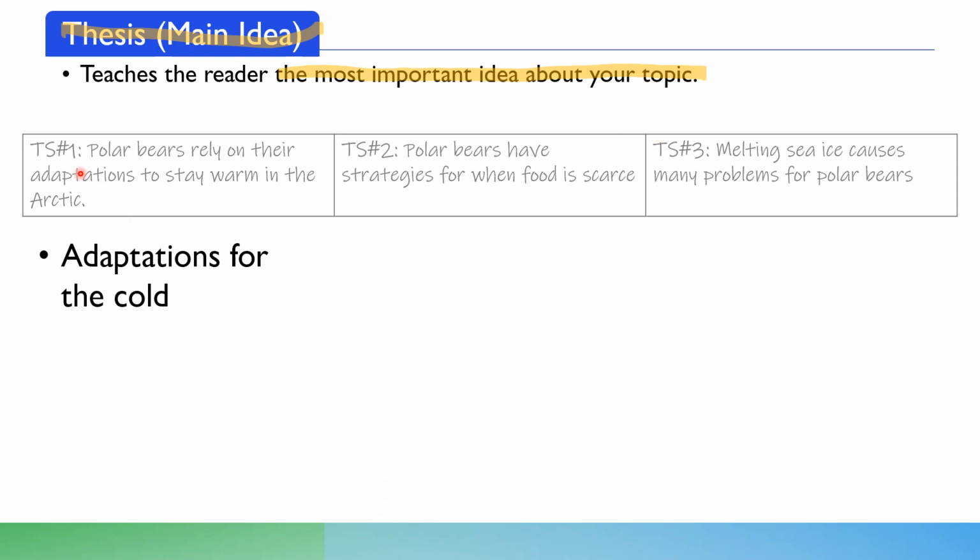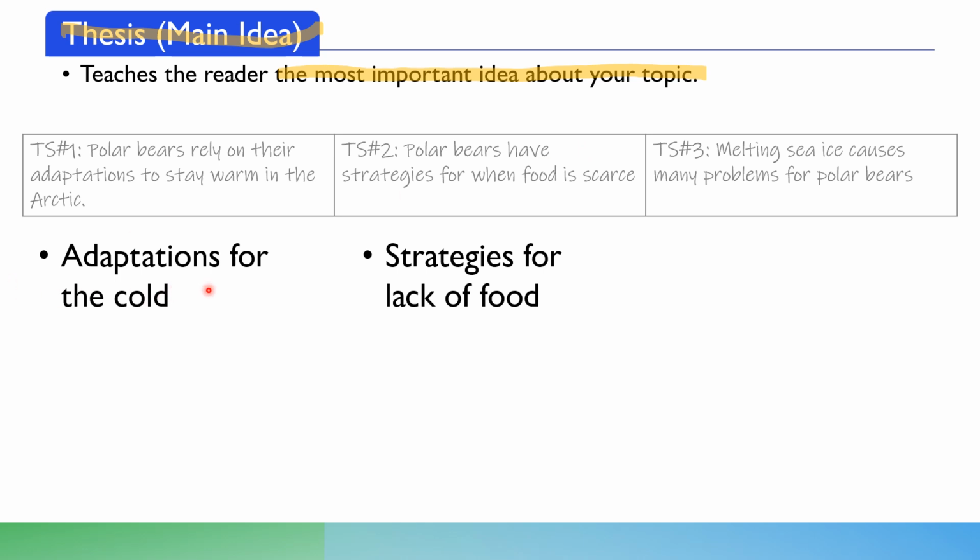First, I have topic sentence number 1. It says, polar bears rely on their adaptations to stay warm in the Arctic. So then I thought about that and I said, what's it really about? Oh, it's really about adaptations for the cold. And then I took a look at my next topic sentence. My next topic sentence says, polar bears have strategies for when food is scarce. I thought, what's that really about? Oh, it's about strategies for lack of food.